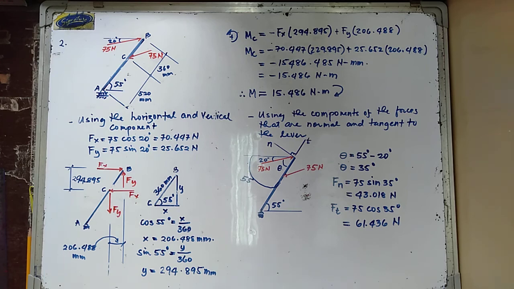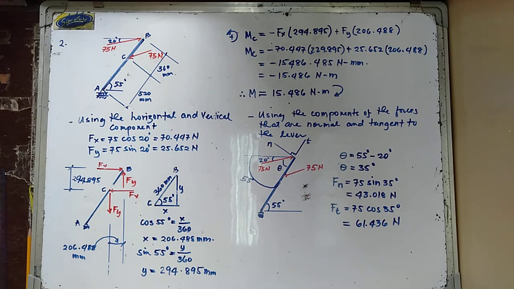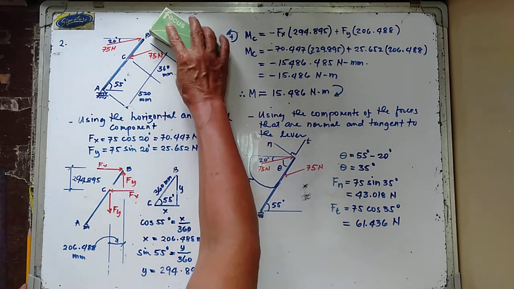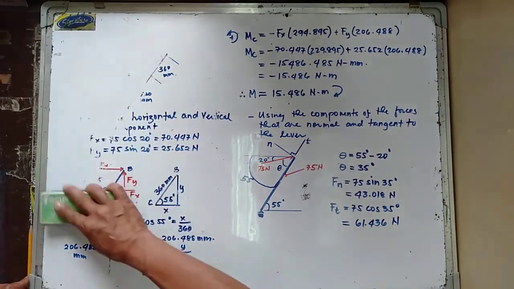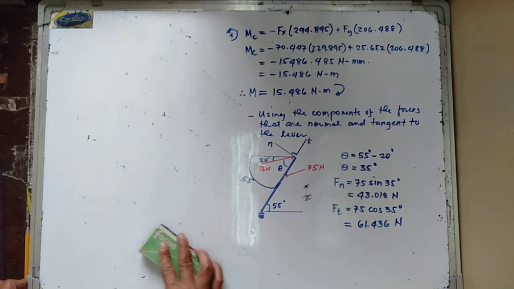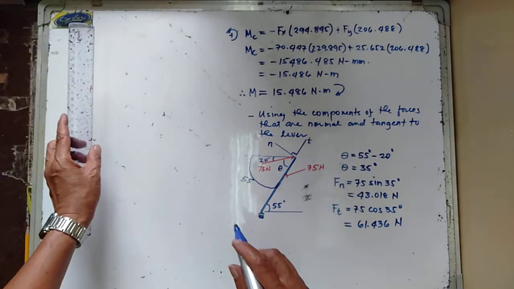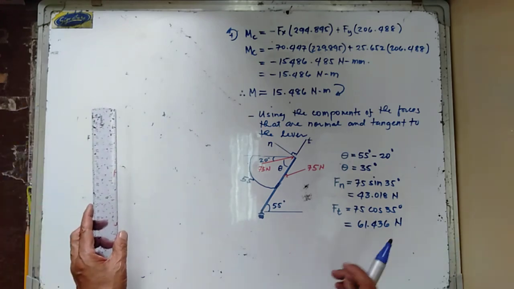So let us try to determine the moment produced by this couple. So we are required to determine the moment produced by this couple. So the moment produced by this couple is now equal to, so this is therefore the moment produced by this couple.